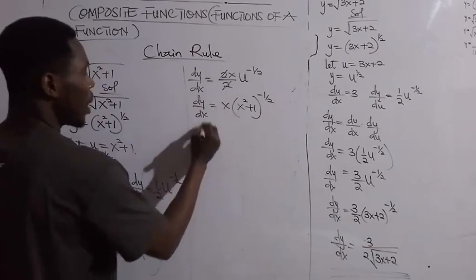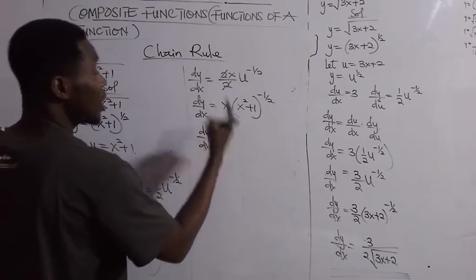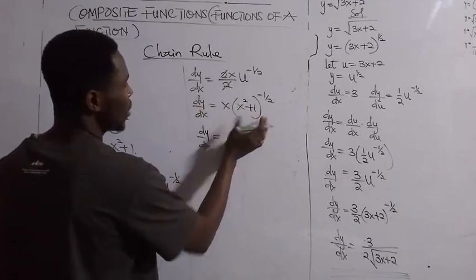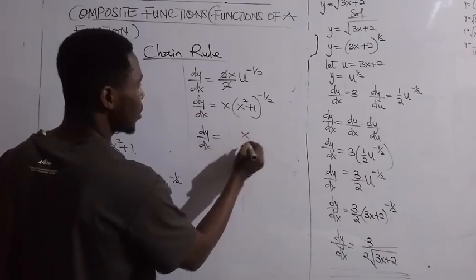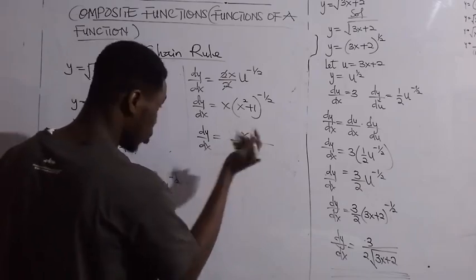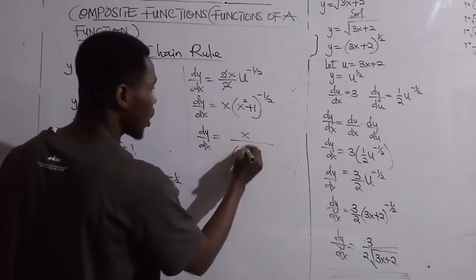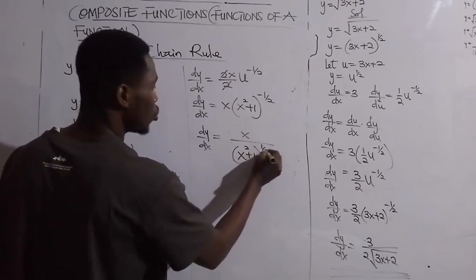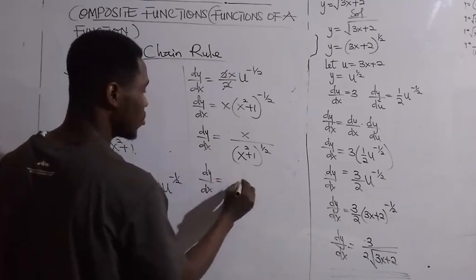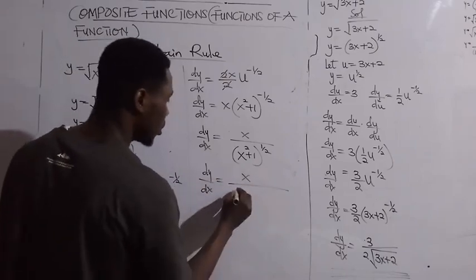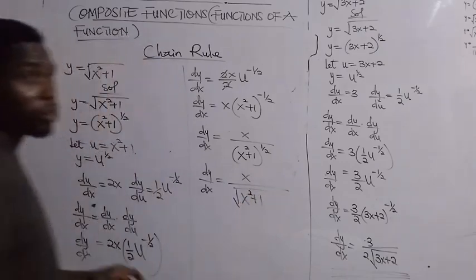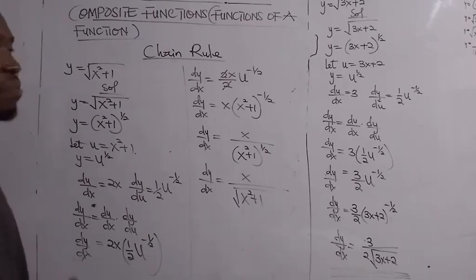We'll polish it up. Our dy over dx will be equal to x all over root of x squared plus 1 over 2. We can polish it up and still write dy over dx is equal to x all over root of x squared plus 1.